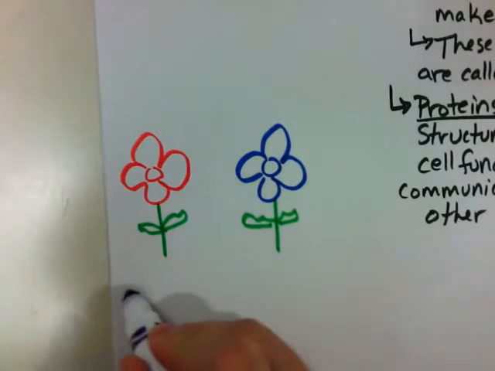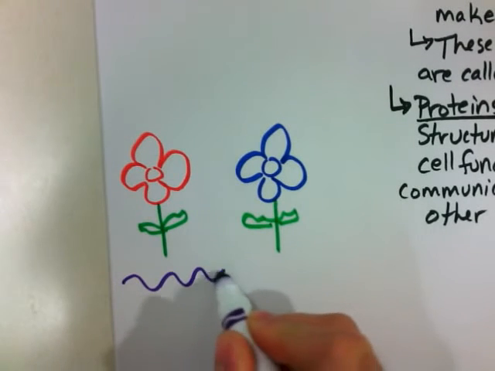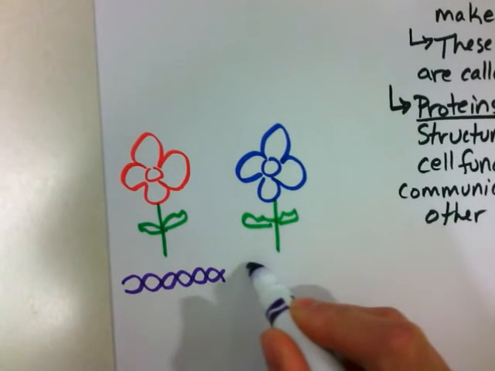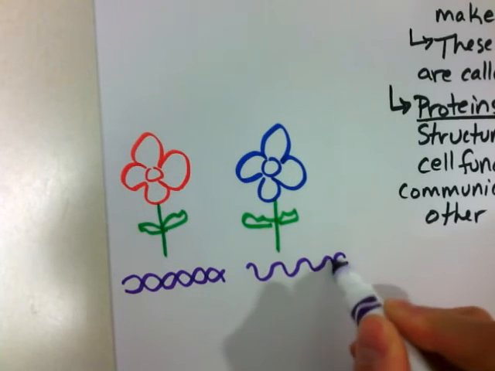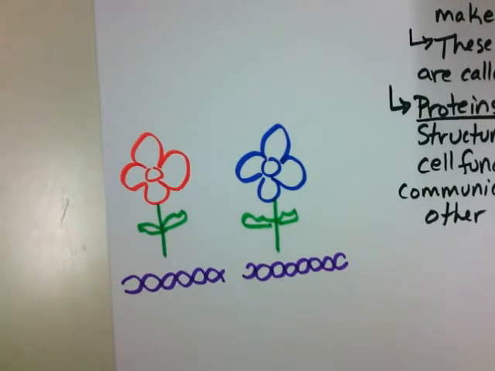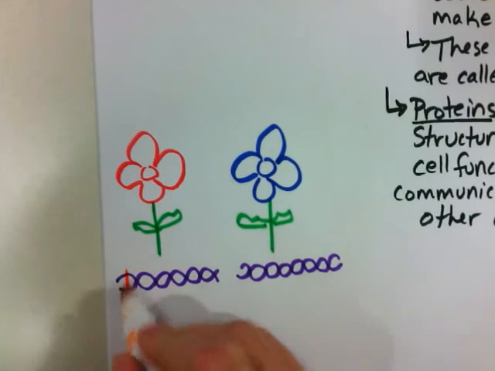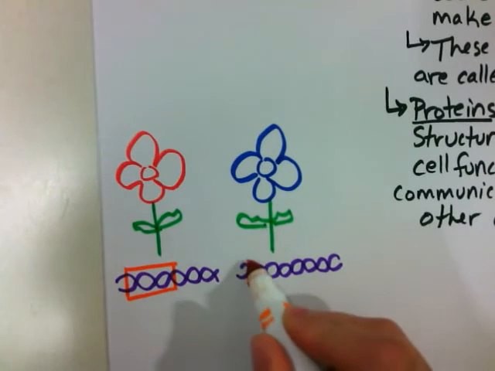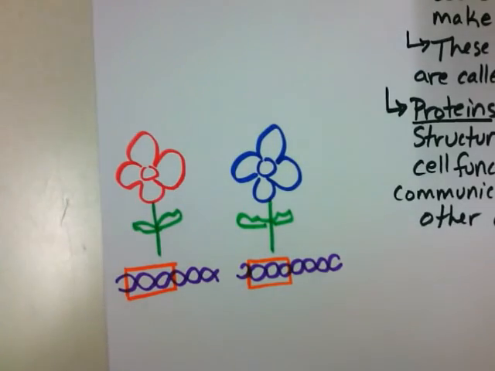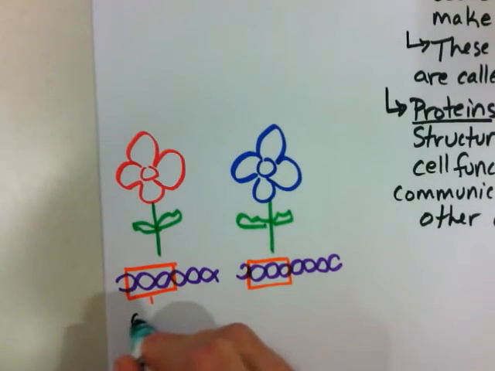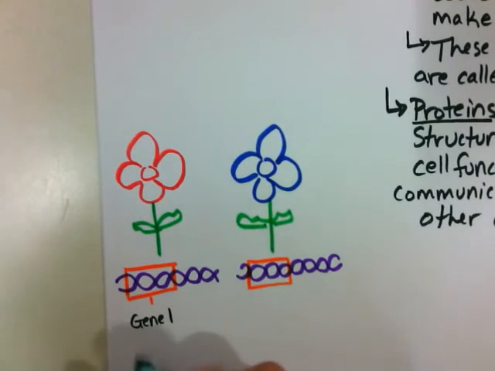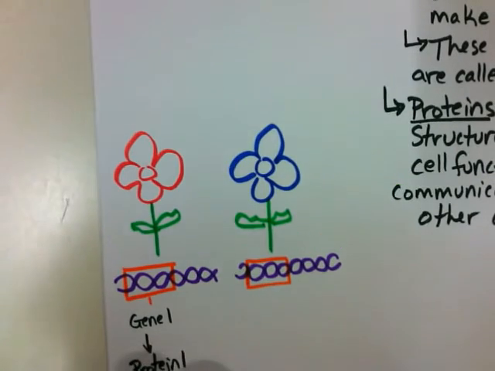So let's look inside their DNA. Their DNA is the same. But certain sections of their DNA are going to be different. So a region of a DNA is going to code for a certain protein. So this one thing we call a gene. We call gene number 1. And gene number 1 codes for a specific protein, which we'll call protein 1. And for this protein, this makes 4 petals.